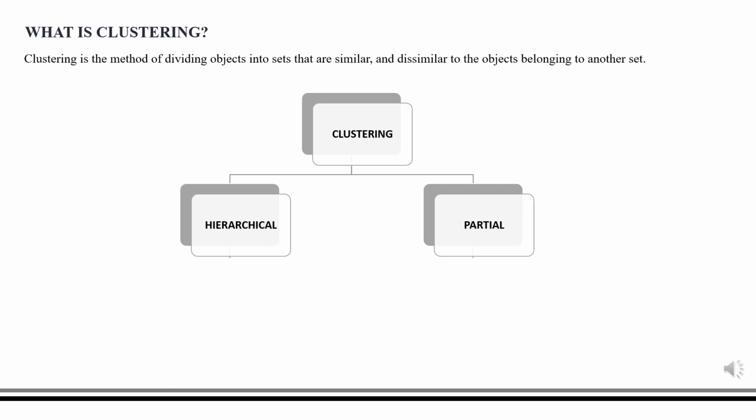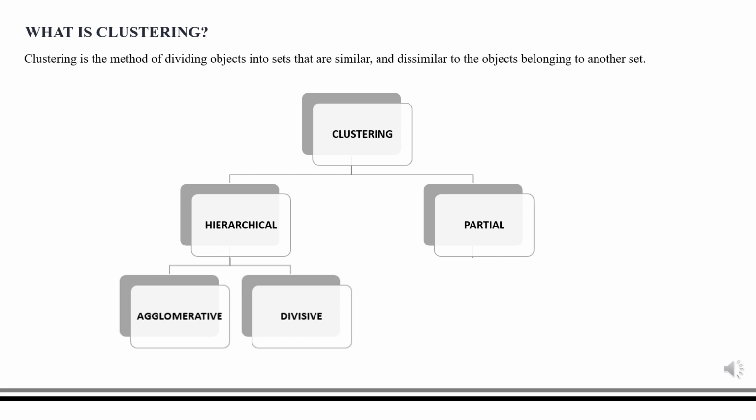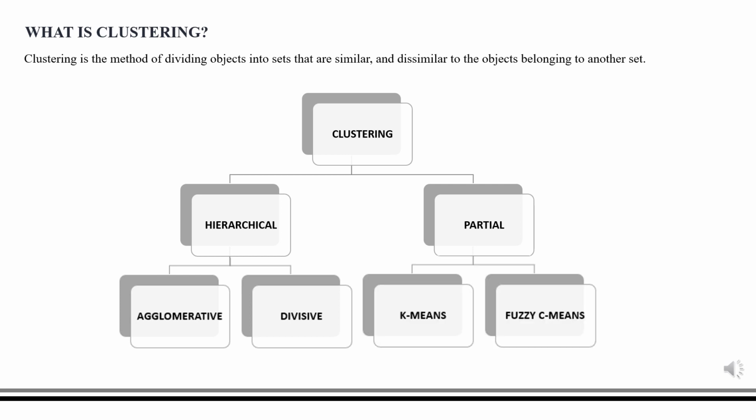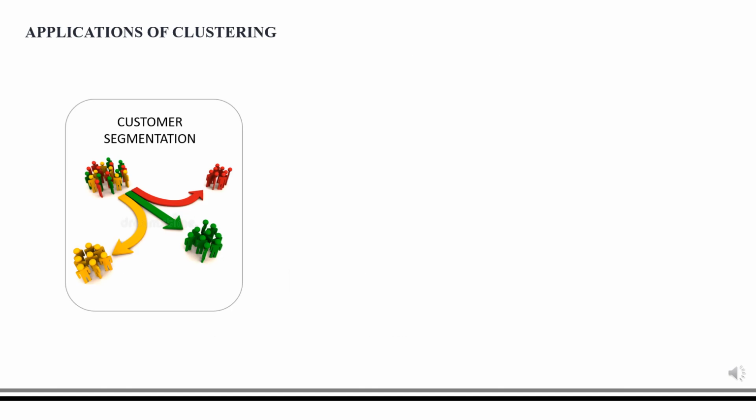set. There are 2 different types of clustering: hierarchical and partial clustering, each divisible into 2 subsets. The 2 subsets of hierarchical clustering are agglomerative and divisive, and K-means and fuzzy C-means for partial clustering. Every kind of clustering has its own purpose and numerous use cases. First is customer segmentation. In customer segmentation, clustering can help answer the questions: what people belong together? How do we group them together?